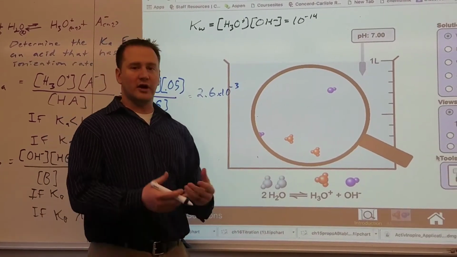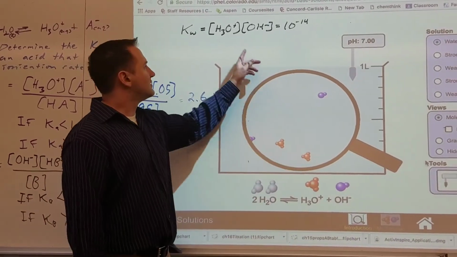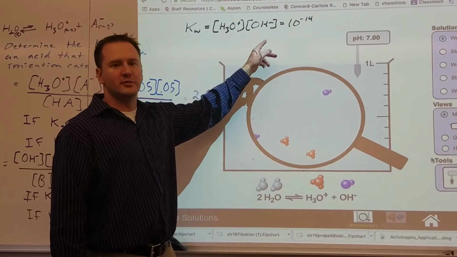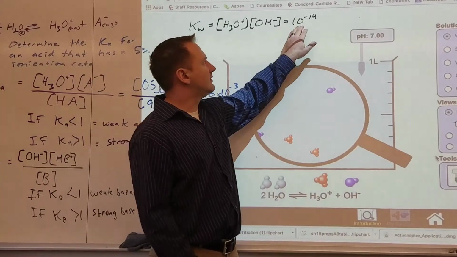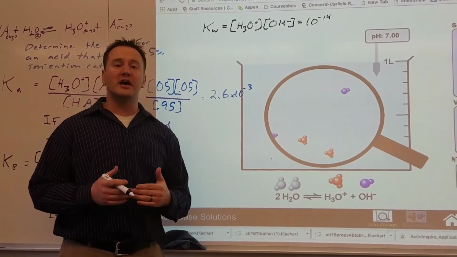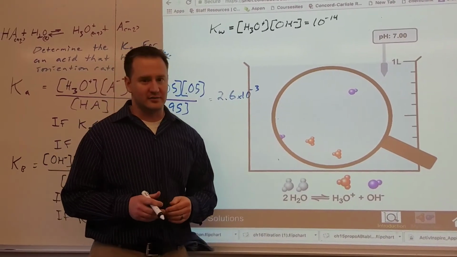Since for every one hydronium ion you're going to get one hydroxide ion in pure water, we can say that the concentrations would be equal, and both would be 10 to the negative 7th molar. 10 to the negative 7 times 10 to the negative 7 is 10 to the negative 14. And that's our value for water's Kw, and we're going to find that that's very much related to the Ka and Kb values for acids and bases.